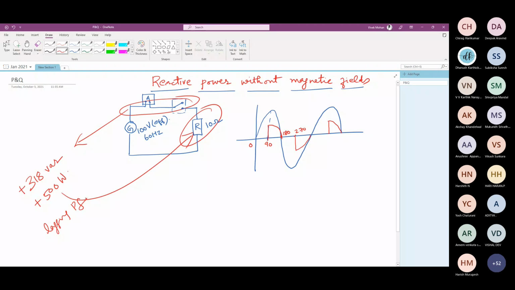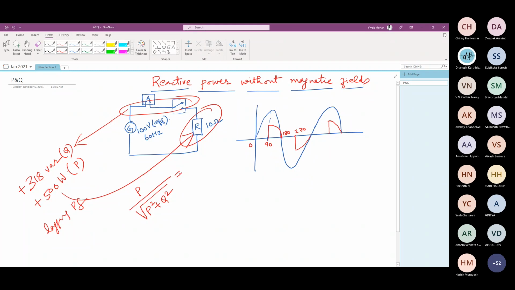Now this corresponds to a lagging power factor. How will you find the power factor in this case? Anybody? I have P with me, Q also. How will you find the power factor? Sir, tan inverse of P by Q. Oh, that is one way to find it. Otherwise, I can also use P divided by root of P squared plus Q squared. So if I do this, what am I getting? What is the power factor here?